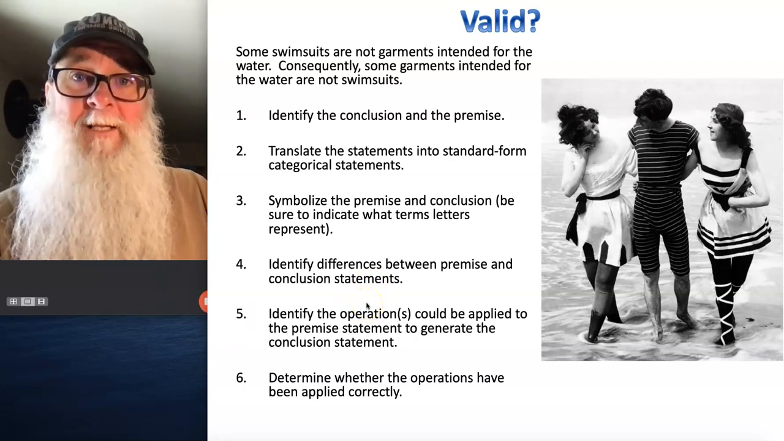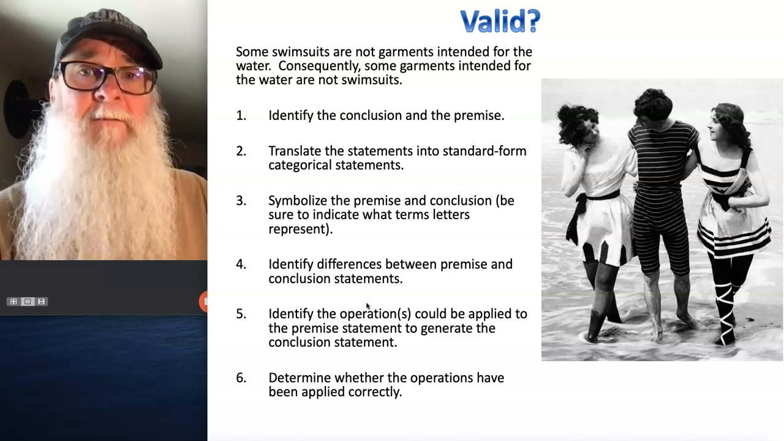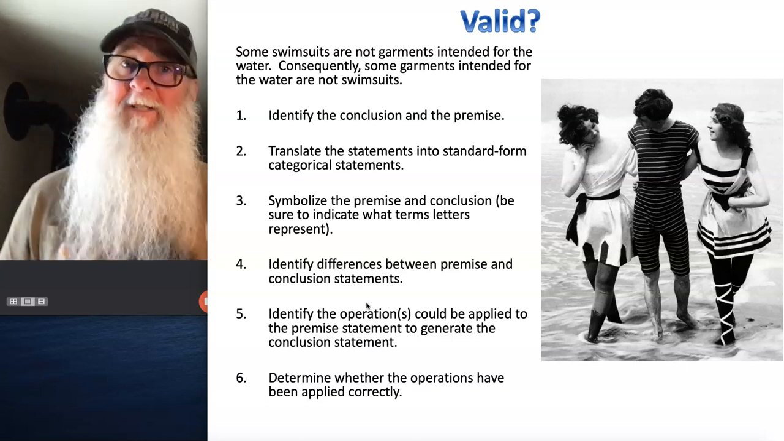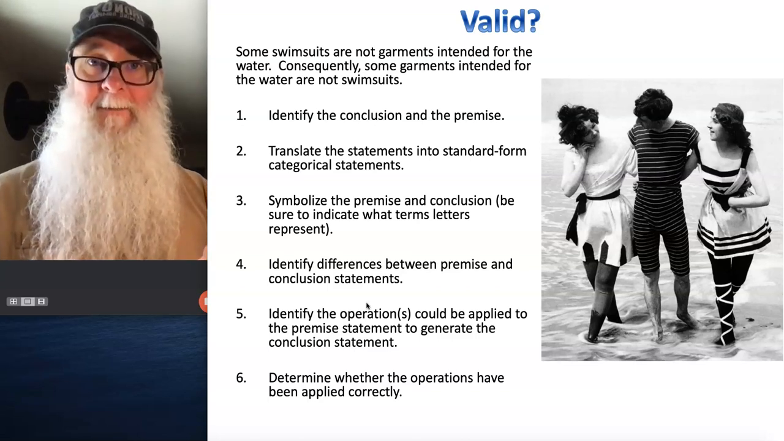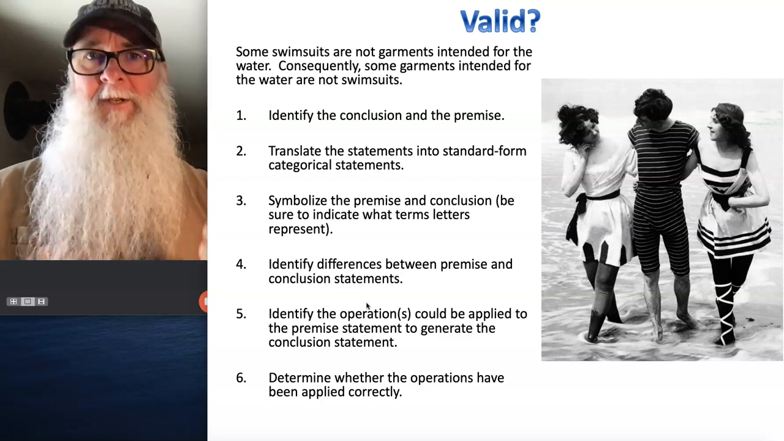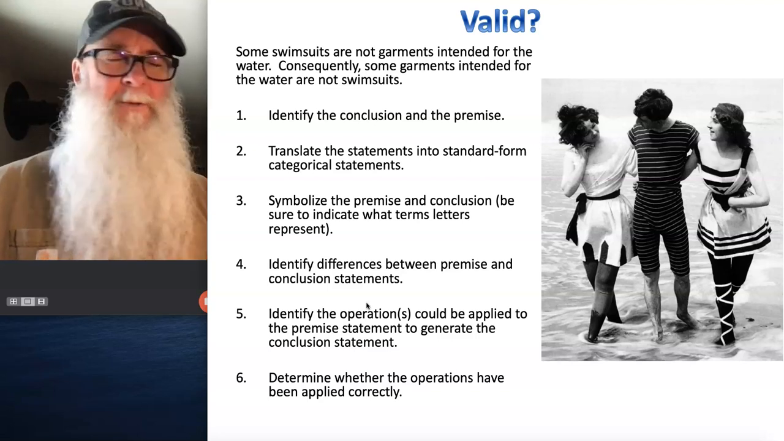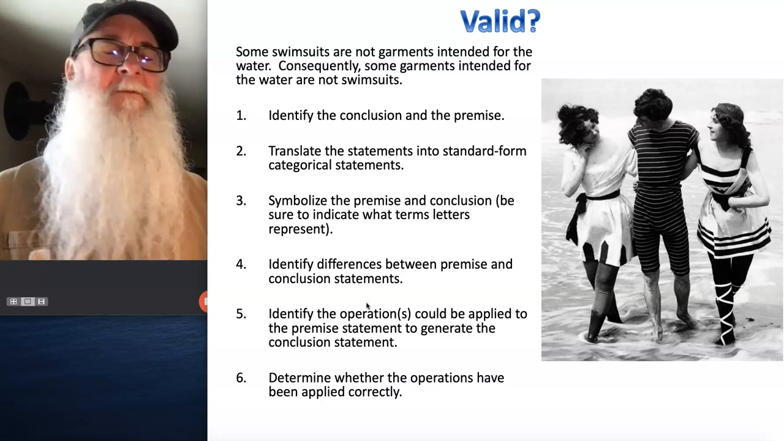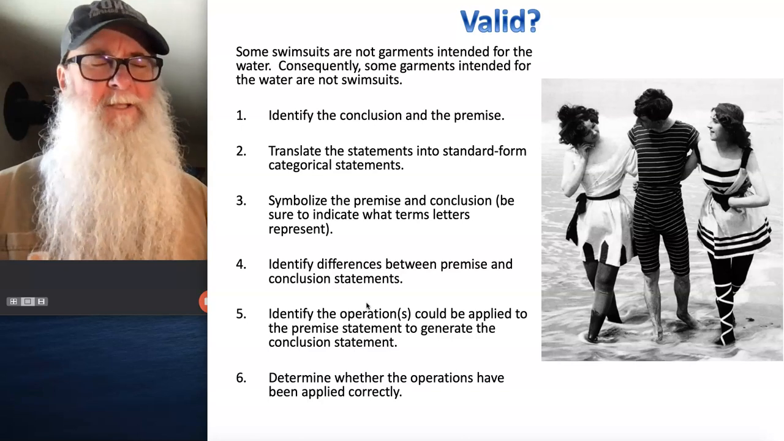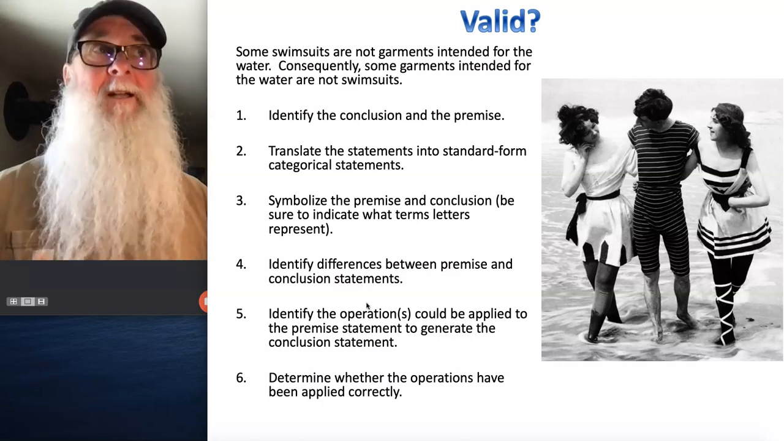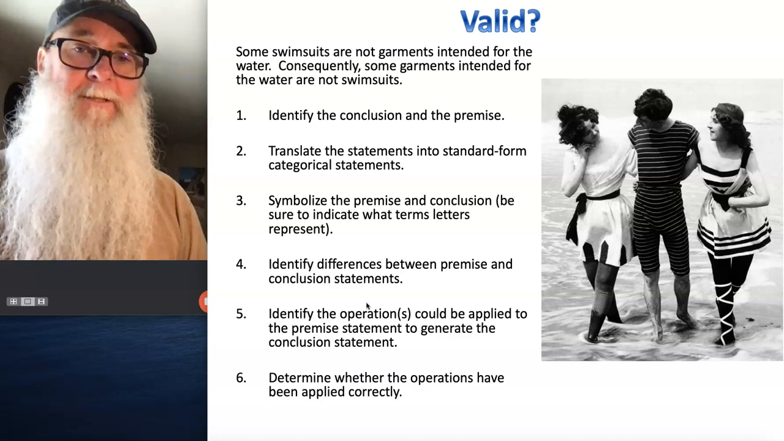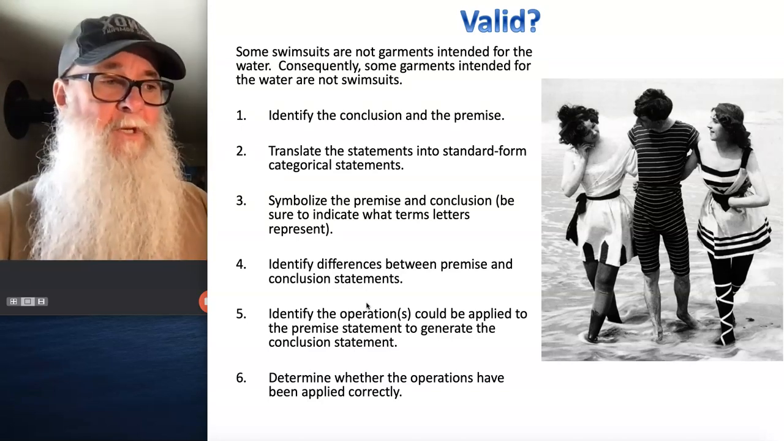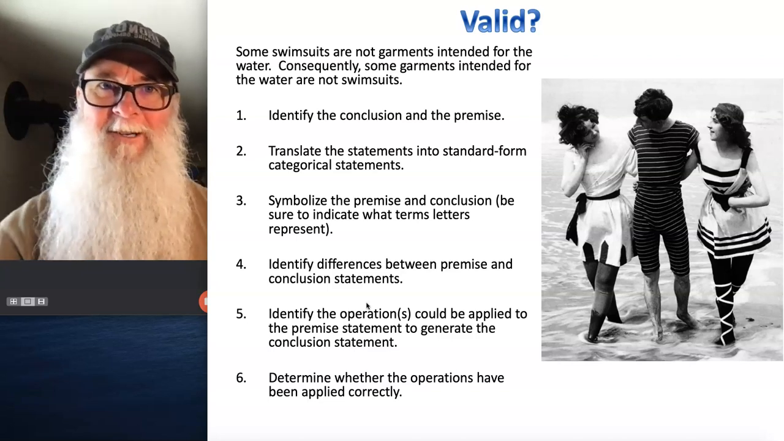All right, so let's do one more practice evaluation. Here's your argument. Some swimsuits are not garments intended for the water. Consequently, some garments intended for the water are not swimsuits. And you've got your 6 steps to success here, right? You're going to practice making sure that you work through each of these steps in order. Don't skip any steps, because you're trying to develop the habit of always approaching these arguments very methodically. That's going to be so useful to you as the arguments we evaluate start getting much more complex. All right, so why don't you go ahead and pause your video, follow these 6 steps, and then when you're done, go ahead and restart your video and we'll check your work.